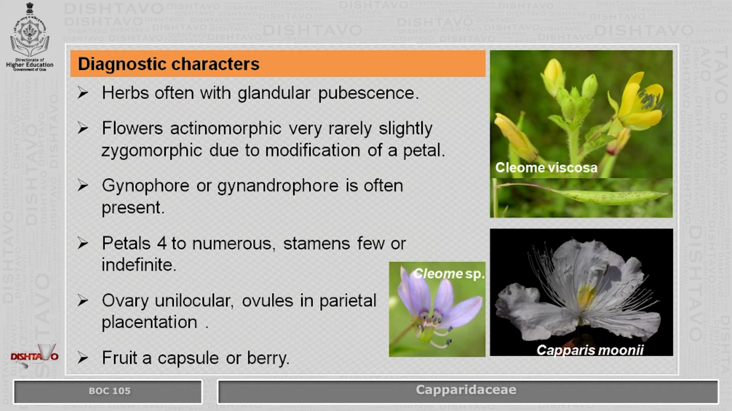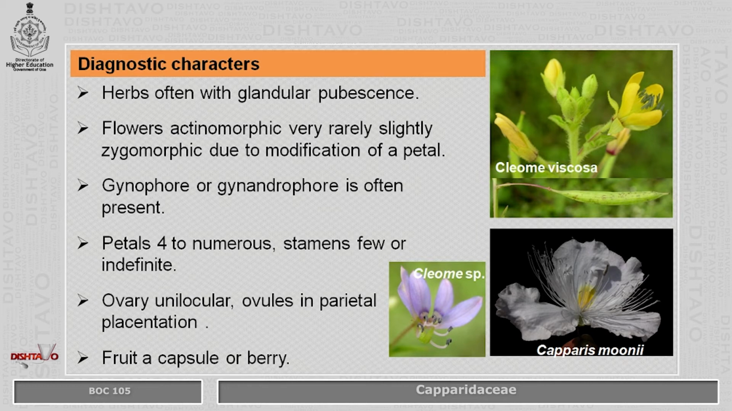Sometimes they are numerous. Stamens are few in some members and some members have indefinite stamens. That means a large number of stamens can be found. Ovary is unilocular. Ovules are found in parietal placentation. Fruit, a capsule or a berry.